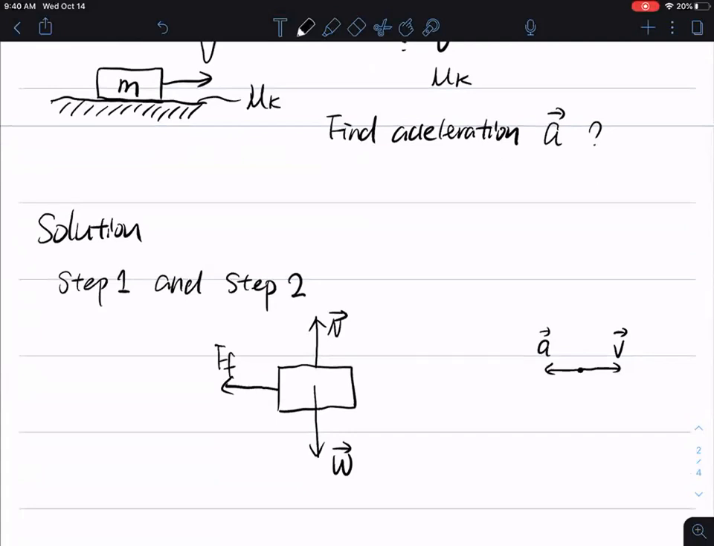Then step 2 is to set up your coordinate systems. Let's use y and x as our coordinate system. Okay, what is step 3? Look at your notes. What is step 3? Write all forces in vector form. Now try your best to write all the forces. We only have 3 forces. Write them into a vector.